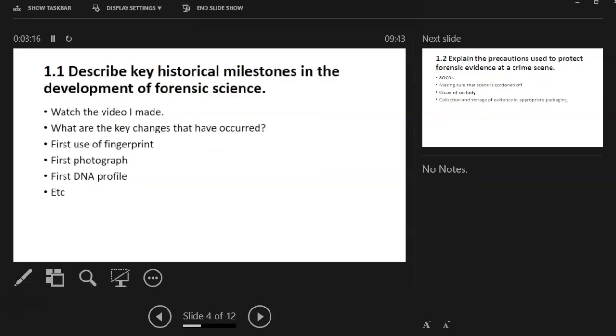So 1.1: describe key historical milestones in the development of forensic science. So I was incorrect before, actually. It's not identify, it's describe. So you might want to just align for each thing, how does that relate to forensic science?